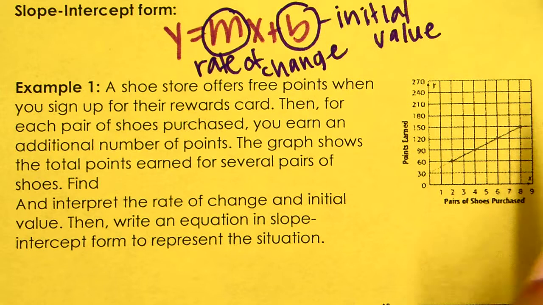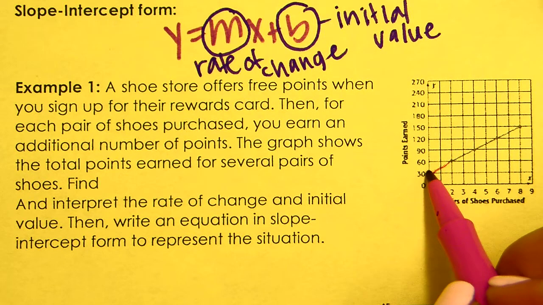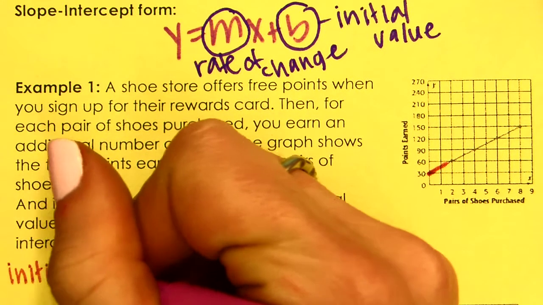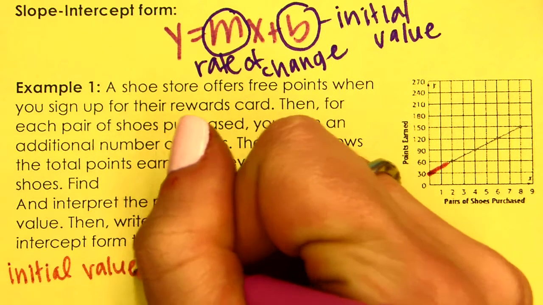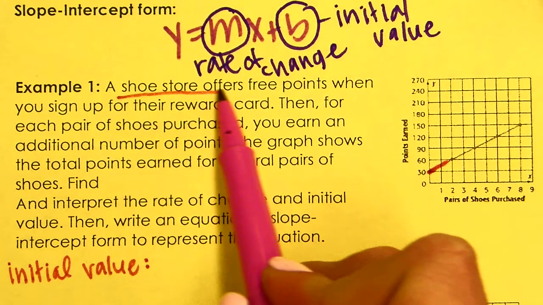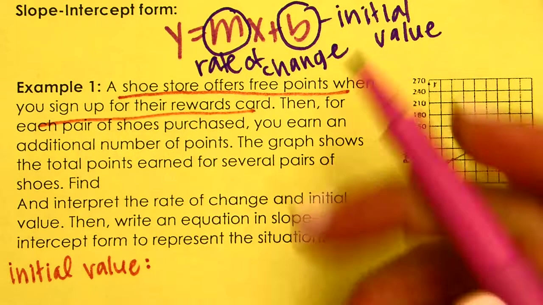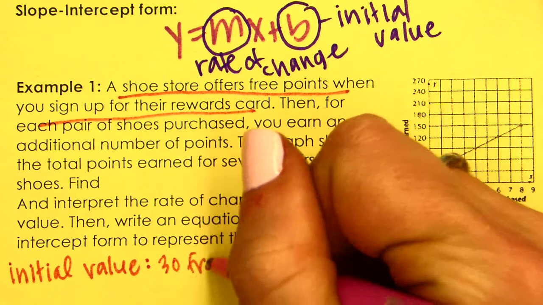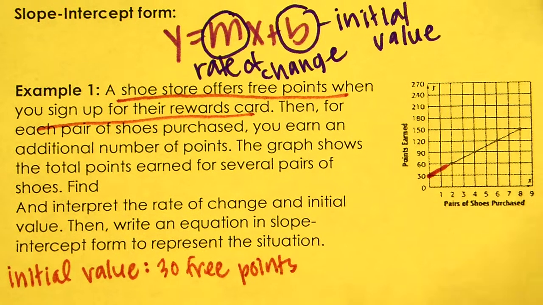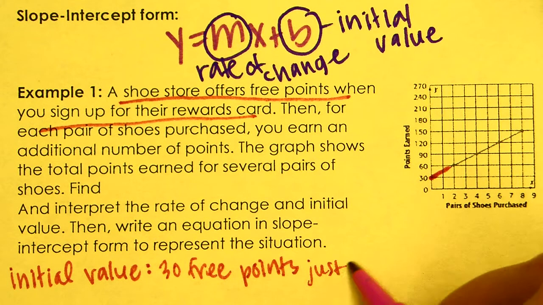I can see in my graph that the graph crosses the y-axis at, if I extend it, 30 points. So the initial value is 30, but we have to interpret it. So we have to say what it means in the story problem. So 30 points is the free points you get when you sign up for the rewards card. So it's 30 free points that you get just for signing up.